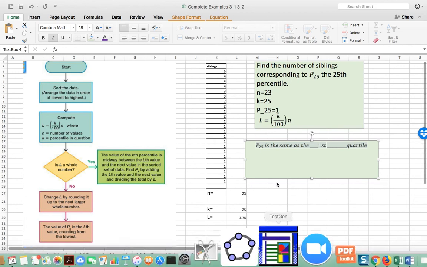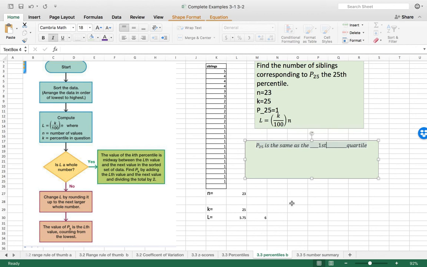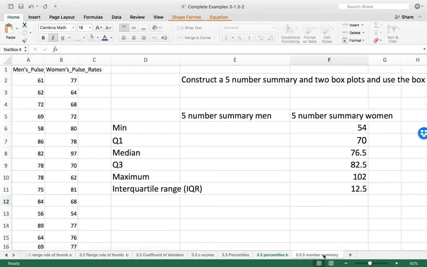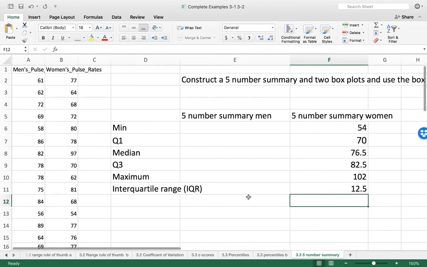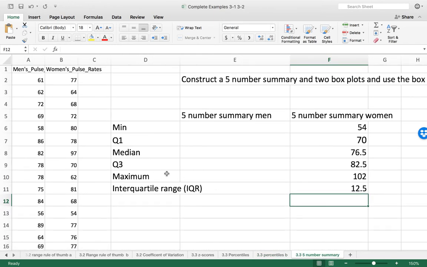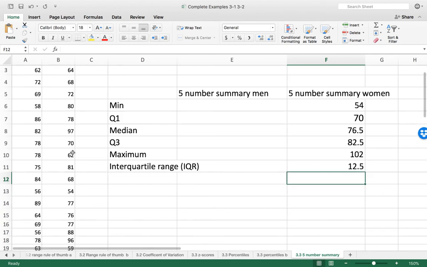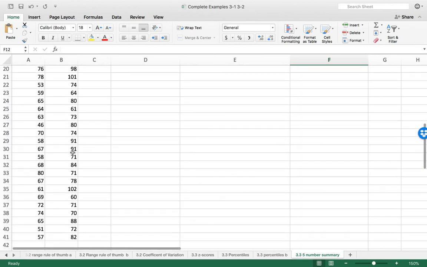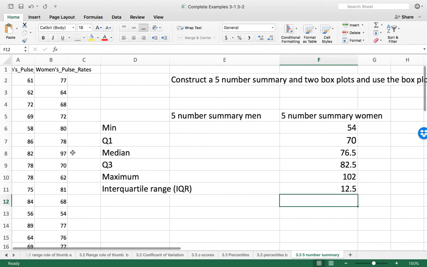All right. One more thing in 3.3 that I want to show you is the 5-number summary and the box plot. Box plots really help us graph the spread and also summarize the data. And they help us to compare different data sets that have different means and standard deviations. So here I have pulse rates for men and women, and I think there's 40 in each set.